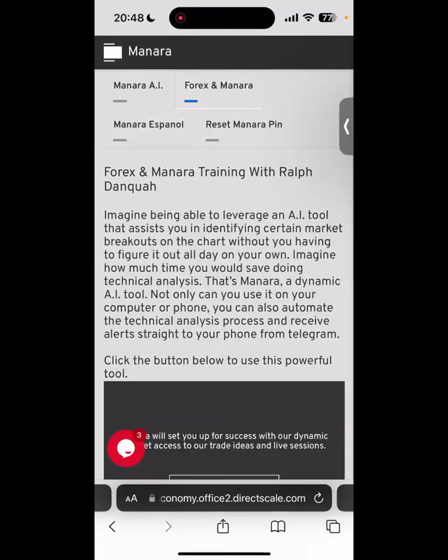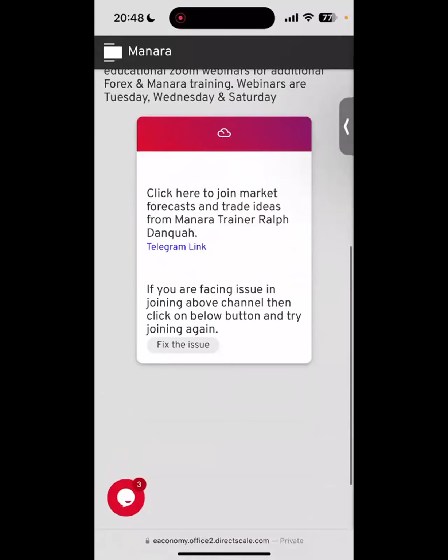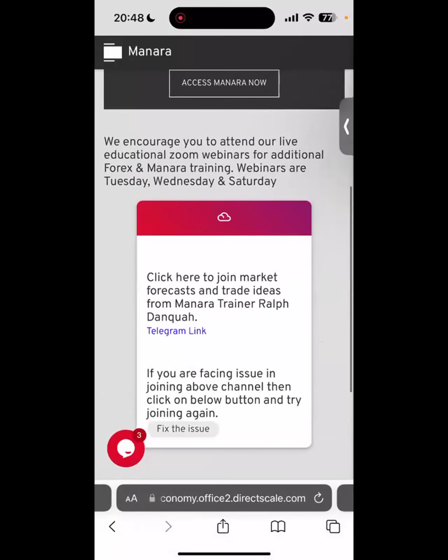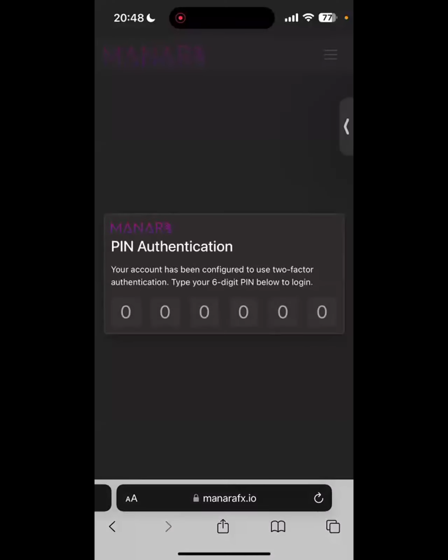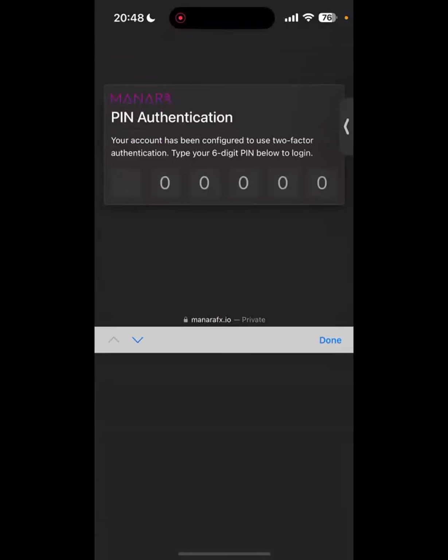So now we're going to go into the bot itself, the semi-automated bot. So scroll down. Let me check again. Just 3%. I guess a lot of people will just sit with the recording. So click on access Manara now. Set up a 6-digit PIN that you can remember easily.